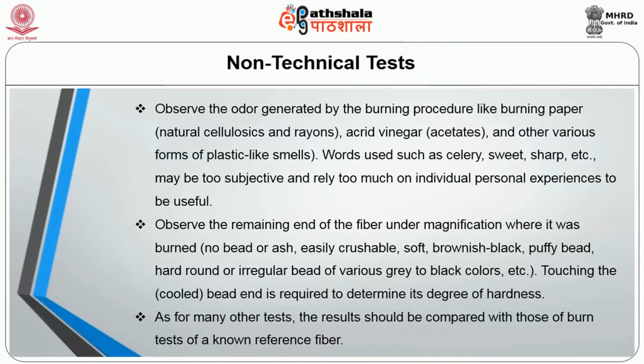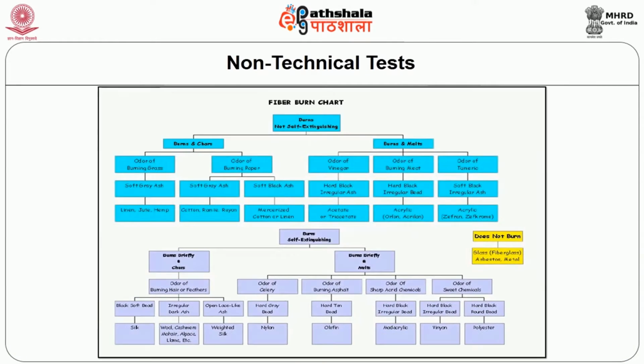As for many other tests, the results should be compared with those of a burn test of a known reference fiber. Typical fiber burn charts are available. They are classified into two categories. One is burns and not self-extinguishing. Another one is burns and self-extinguishing. The first one is the burn and chars.